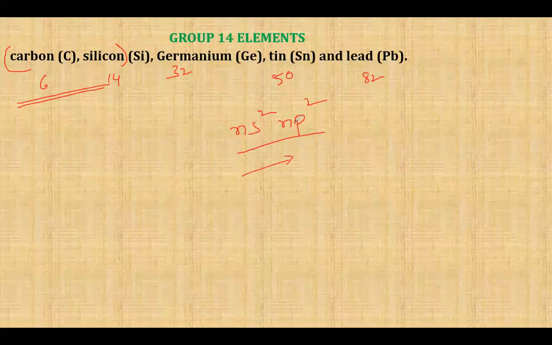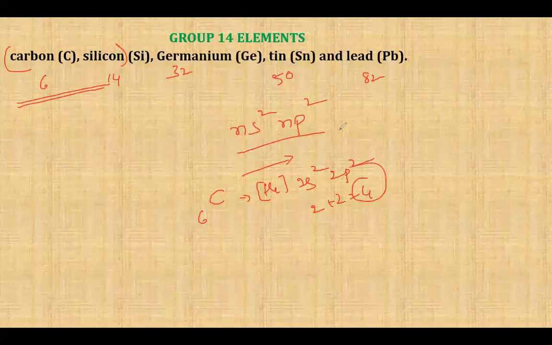Not only carbon, all group 14 elements have the general configuration ns2 np2. Just as an example, carbon 6: its electronic configuration is 1s2, which can be written as helium, then 2s2 2p2. Outermost electrons: 2 plus 2 is equal to 4. The general valency of group 14 is plus 4.